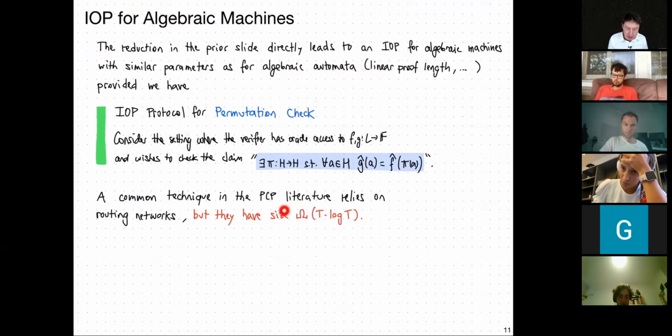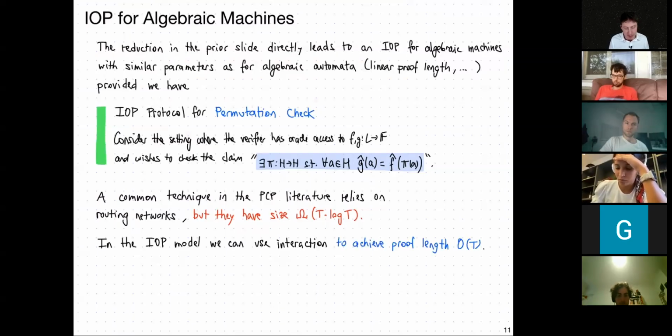So a common technique in the PCP literature relies on routing networks. It's a very beautiful technique, but this will give you size T log T, all right? Routing networks are in particular permutation networks, and combinatorially, they must have size T log T. This is similar to why sorting algorithms must have T log T comparisons.